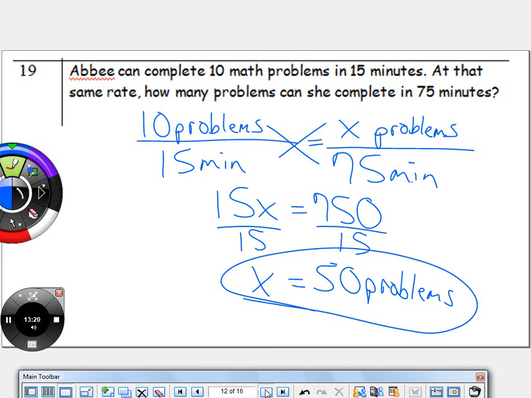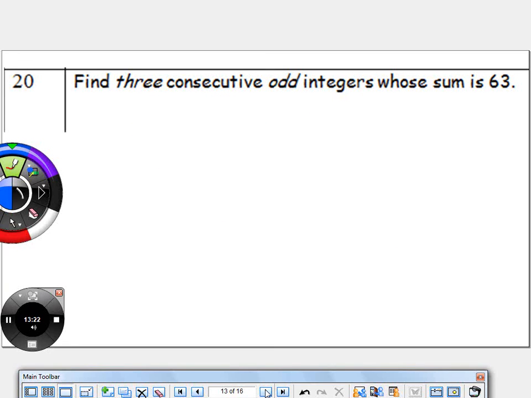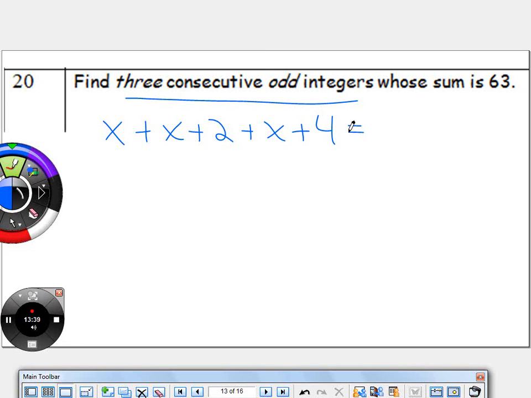Alright. 20. Find 3 consecutive odd integers whose sum is 63. Obviously you can just guess and try to figure them out, but the structure that we used was this: x is your first number, the next number is x plus 2 because it's 2 bigger, and the next one is 2 bigger than that, so that's x plus 4. They add up to be 63. So that's your first number, second number, third number. Now we just solve that equation.